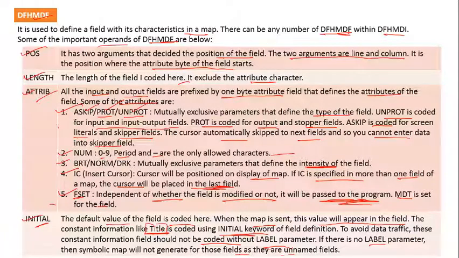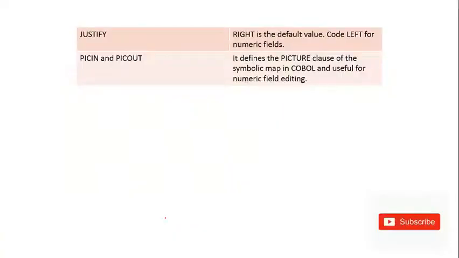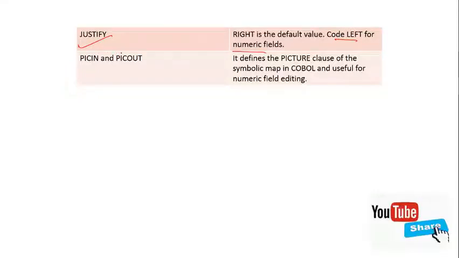If you want to write any title or hard-coded text, you can use INITIAL in the field. The next parameter is JUSTIFY. You can give it or not. Right is the default value; code LEFT for a numeric field. If you want your data in right adjustment, it will be that by default. If you want left-adjusted numeric data, then you need to pass JUSTIFY=LEFT here.